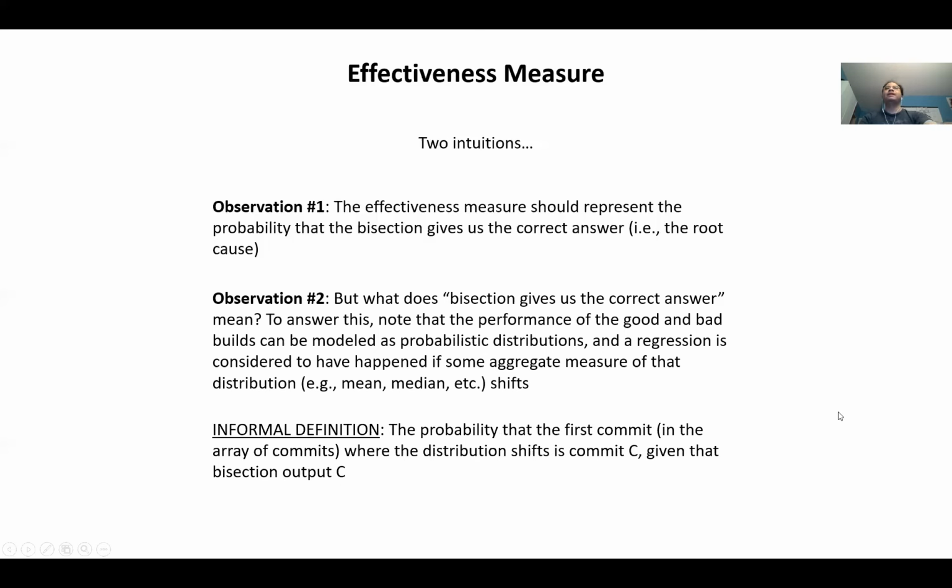So if you put these two observations together, we can come up with an informal definition for the effectiveness. Informally, it's the probability that the first commit in the array of commits where the distribution shifts is commit C, given that bisection output C. Given that the bisection algorithm output this commit C, telling you this is the answer, what's the probability that the answer bisect gives you is actually correct? What's the probability that there actually was a shift at commit C?